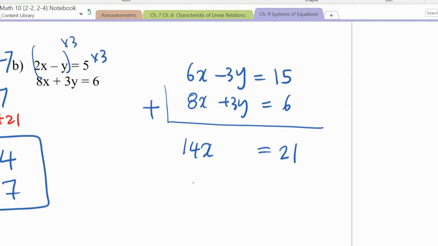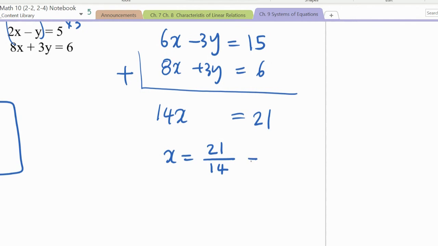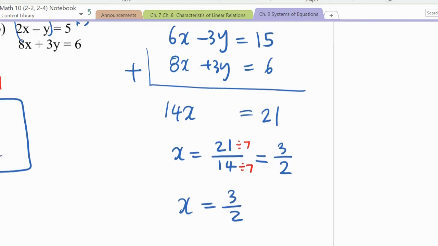And let's divide both sides by 14. That is 21 over 14. Let's reduce it, dividing both numbers by 7. Then that's 3 over 2. So x is 3 over 2.